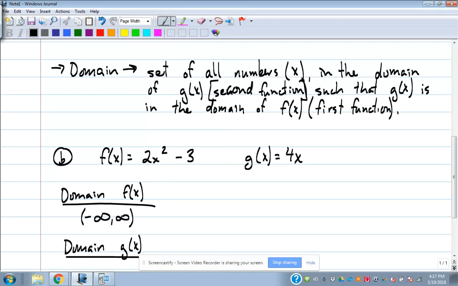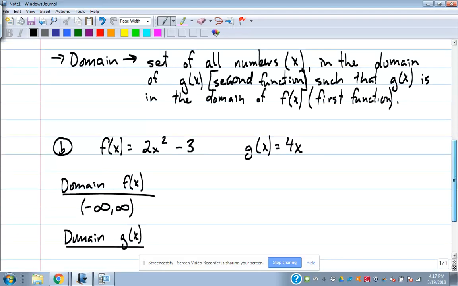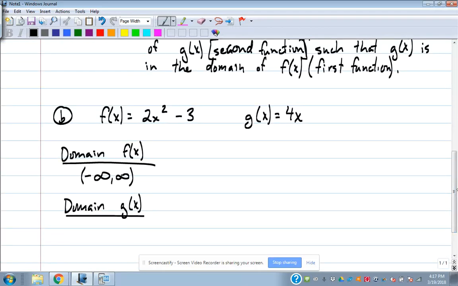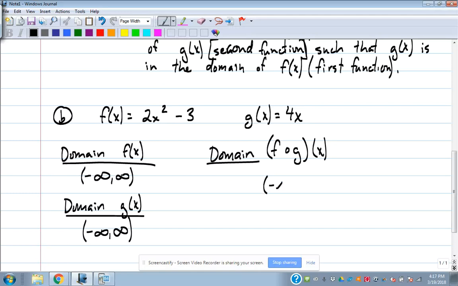g of x is a linear function. Are there any red flags or restrictions on the domain of a linear function? No. So it's all real numbers as well, negative infinity to positive infinity. So without even finding the composite function, because we know there are no restrictions on the pieces, if I wanted to find the domain of f composed with g of x, there are no restrictions on that domain.